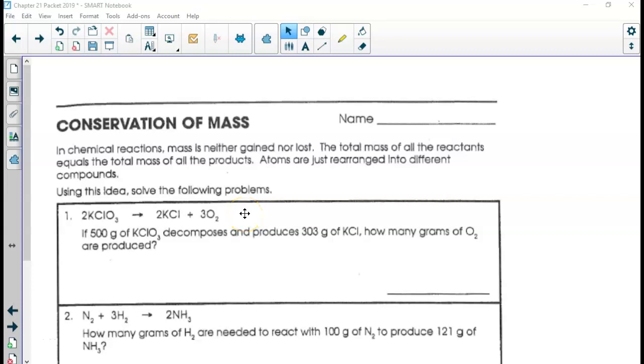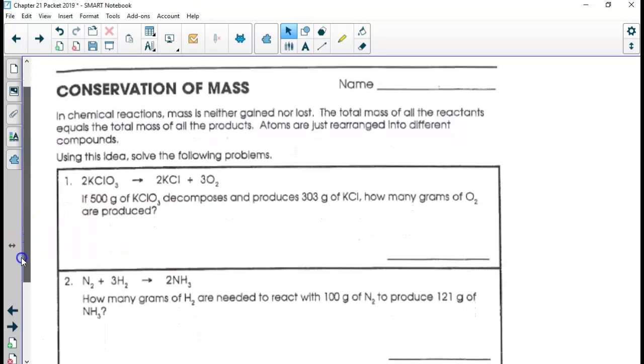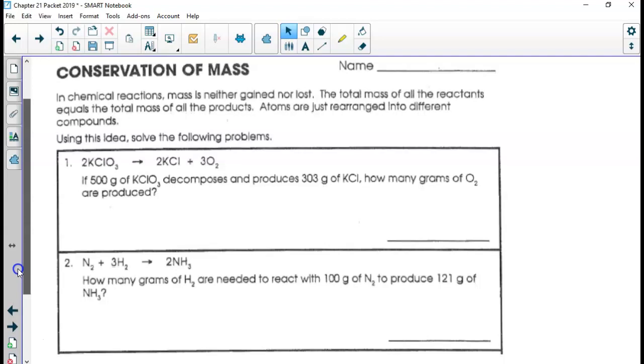Hey guys, this is Miss Wendt, and I wanted to give you a couple examples to help you figure out the conservation of mass math problems in your packet. Okay, so the first page we want to look at looks like this. Flip in your packet until you find this page. These problems might look a little complicated, but they're super easy.